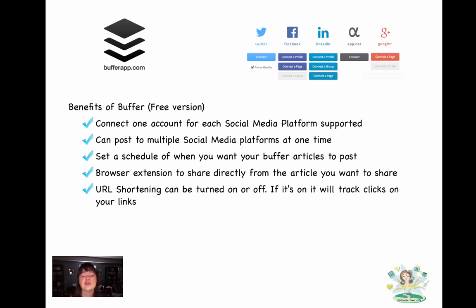You can also post to multiple social media platforms at one time, just like we were able to with Hootsuite. And you can set a schedule of when you want your Buffer articles to post. So you could say, on my Facebook fan page, I want to post at 9, 12, 3, and 6. And as you fill up your Buffer, it's going to post for your Facebook fan page at those times that you've already pre-selected. So different than Hootsuite, where Hootsuite can do the auto-scheduling for you, you're not going to have that with Buffer. There's also a browser extension to share directly from the article that you want to share, and the URL shortening can be turned on or off, and if it's on, it will track clicks on your links.